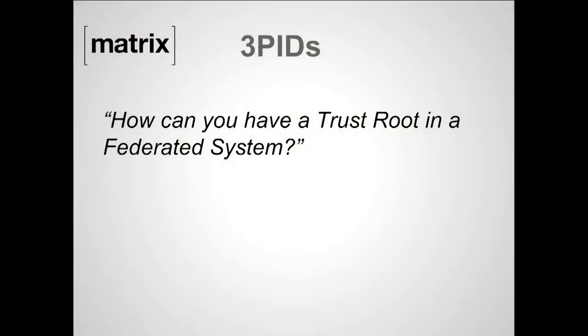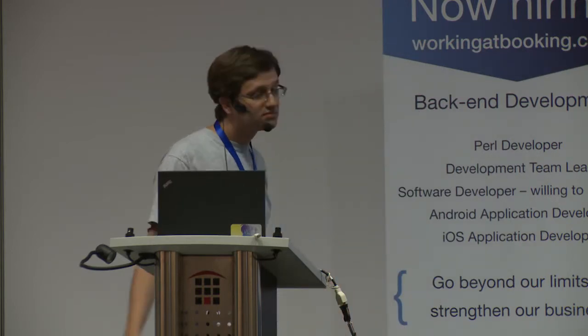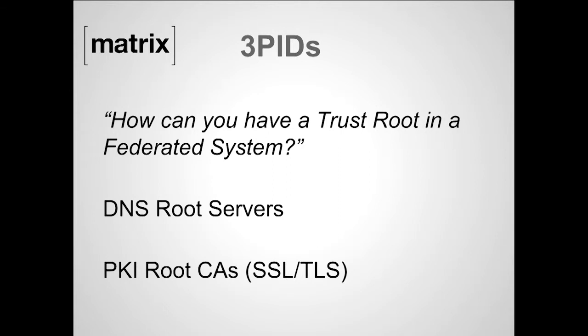I'm going to start speeding up a bit because I think I'm wasting time. This is the number one question everybody always asks us. How do we have trusted identification in an open federated system? Well, DNS does it. SSL does it. People seem to be happy with these things. We're going for the idea of a small, carefully selected set of verification people who we trust to say, we verify that, we're happy that you can verify email or whatever.